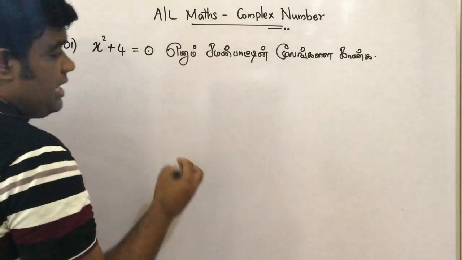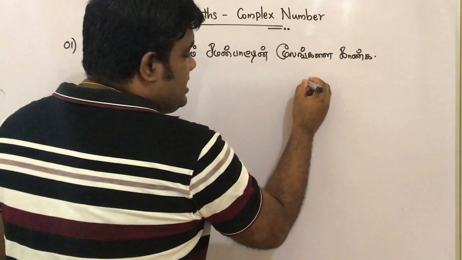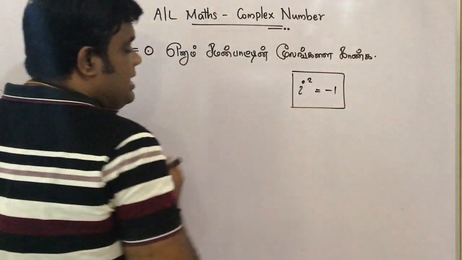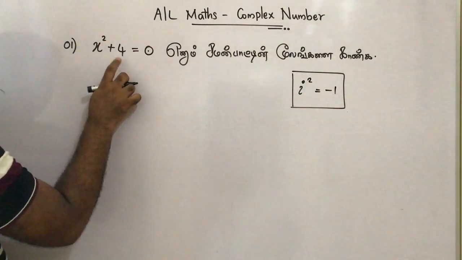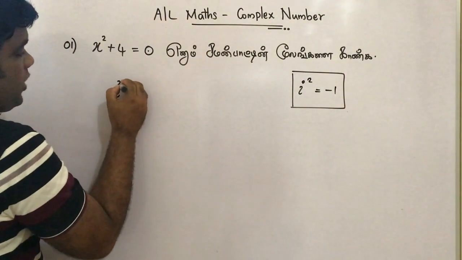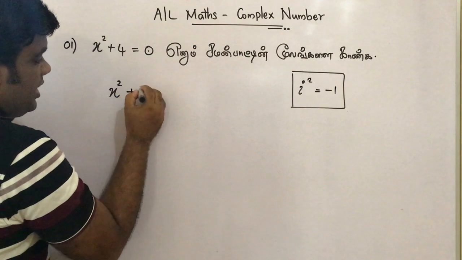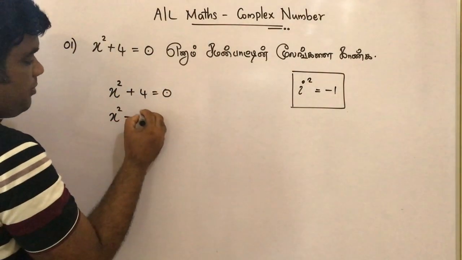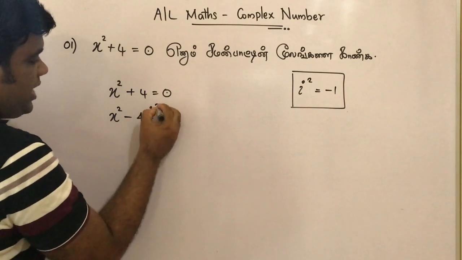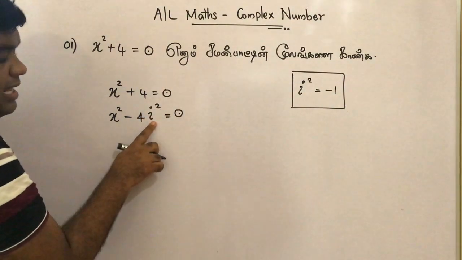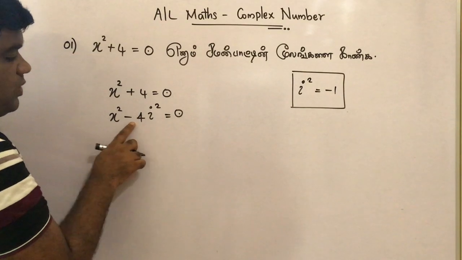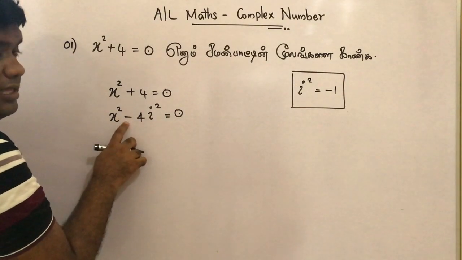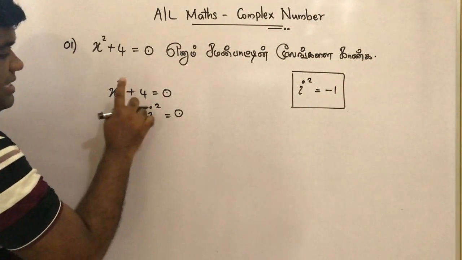Now, what is the complex number? i squared is equal to minus 1. That is the concept I use. Now, x squared plus 4 is equal to 0. What do I mean? x squared plus 4 can be written as x squared minus 4 i squared, since i squared is minus 1, so that equals 0.